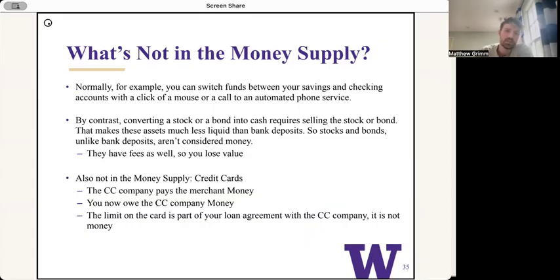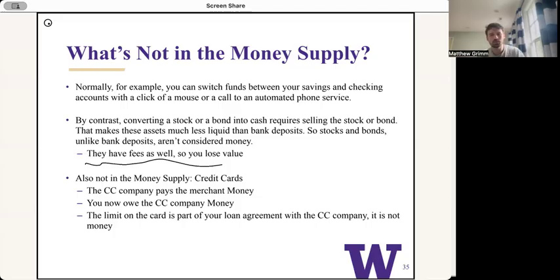What is not in the money supply? You can switch funds between your savings and checking account with a click of a mouse or a call or an automated phone service. But by contrast, converting a stock or a bond into cash requires selling the stock or the bond. That makes these assets much less liquid than bank deposits. So stocks and bonds, unlike bank deposits, are not considered money. They have fees as well, so you also lose money.